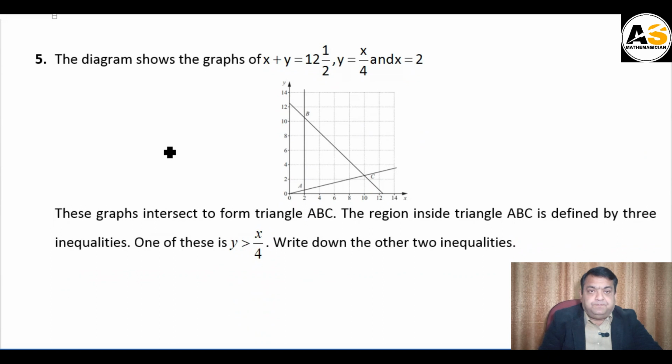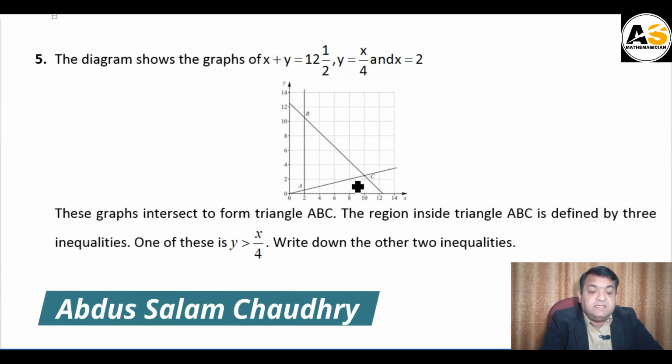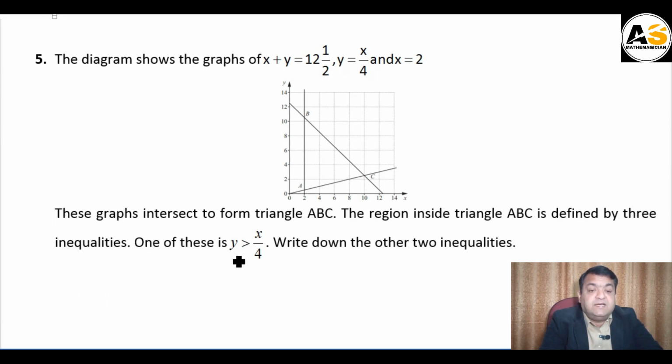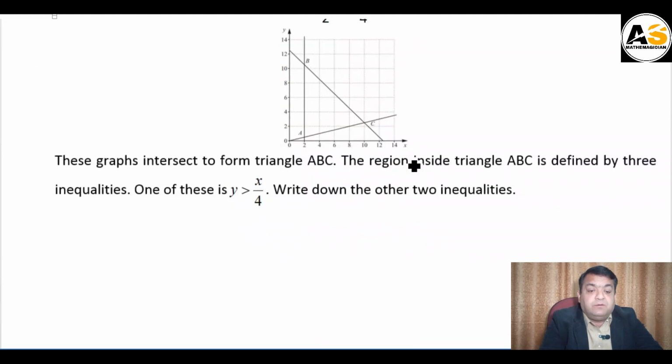Question number 5. The diagram shows the graph of x plus y is equal to 12 1/2, y is equal to x by 4 and the x is equal to 2 line. X is equal to 2 is a vertical line. This is x is equal to 2. These graphs intersect to form triangle ABC. This is triangle ABC. The region inside triangle ABC is defined by three inequalities, one of which is y is greater than x by 4. So we have to write down the other two inequalities.